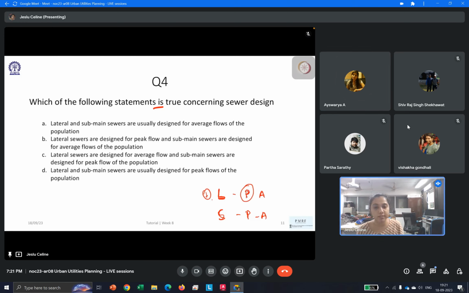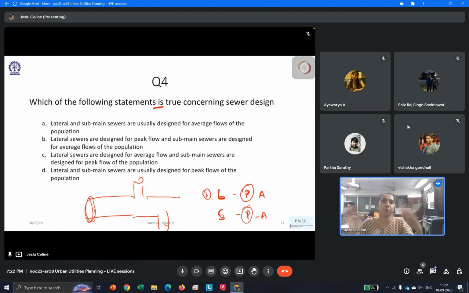Okay, very good. So what about submain sewers then? It is also designed for peak. Yeah, very good. So why? Because you have your main lateral sewer, and then you have sub sewers which are connected from this. So the idea why we design it for peak is that we want the maximum quantity. At no point should the sewer not be able to handle the load. To put it in other words, at all points the sewer should be able to carry whatever sewage is being generated. So that's why we always go with the peak demand.